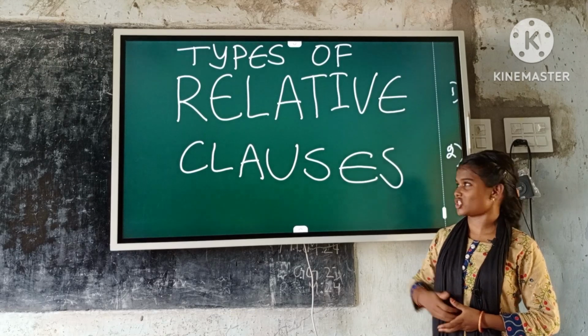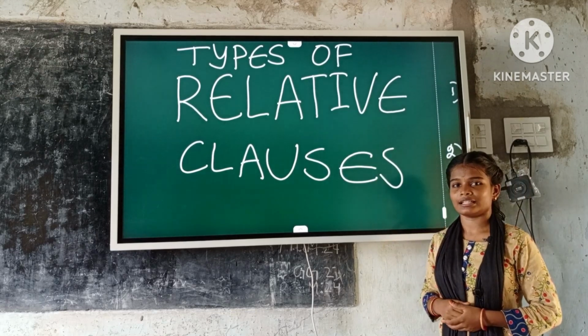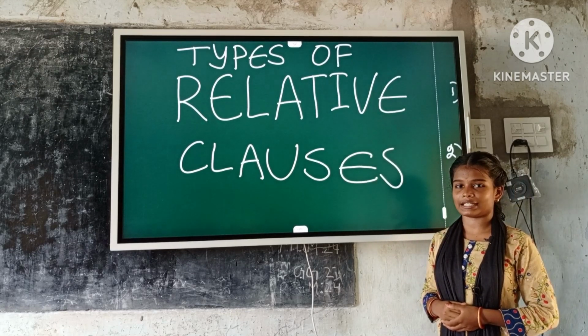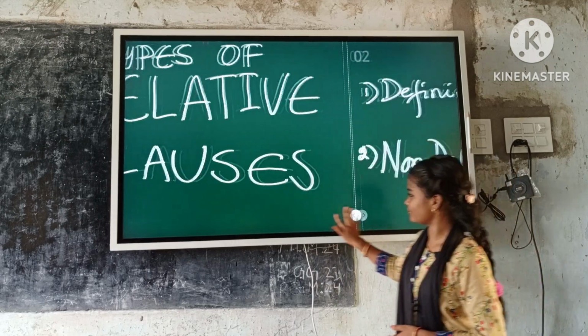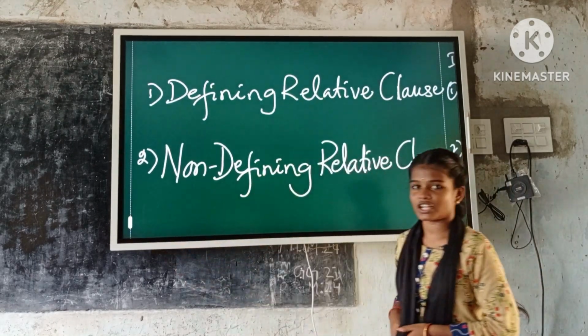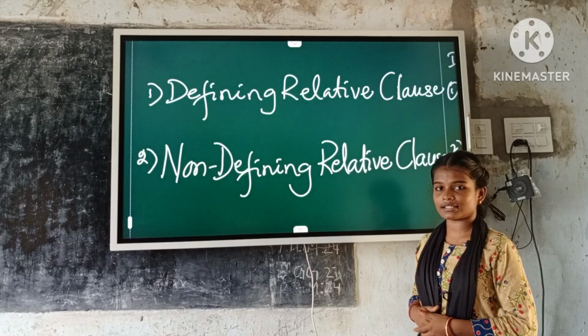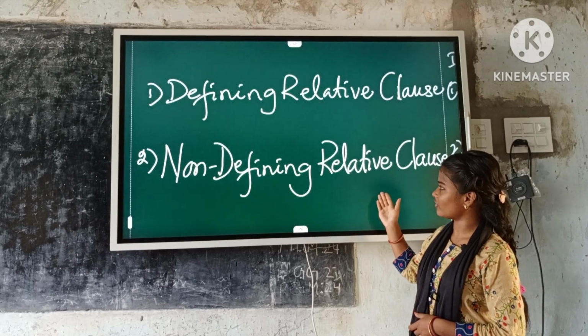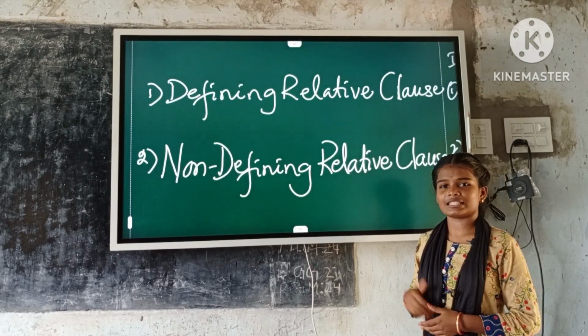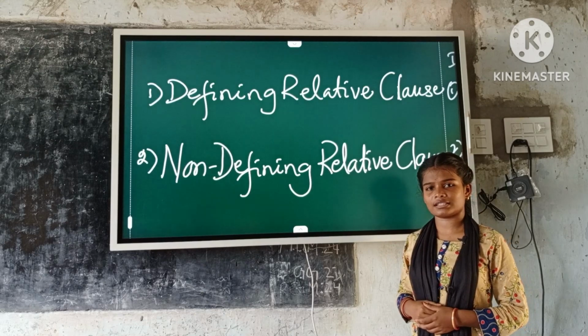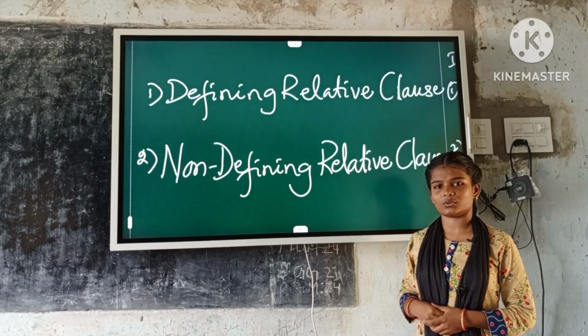Today topic is types of relative clauses. There are two types of relative clauses. First one, defining relative clause. Second one, non-defining relative clause. Which is defining relative clause? Which is non-defining relative clause?